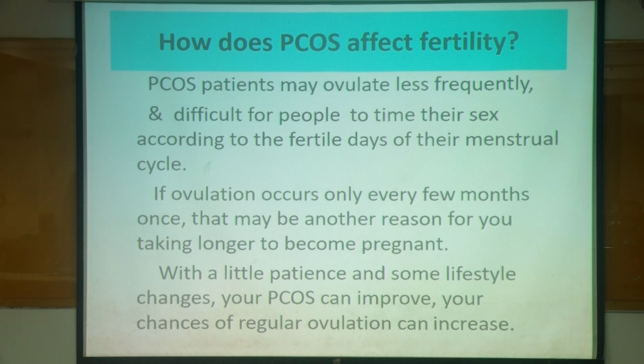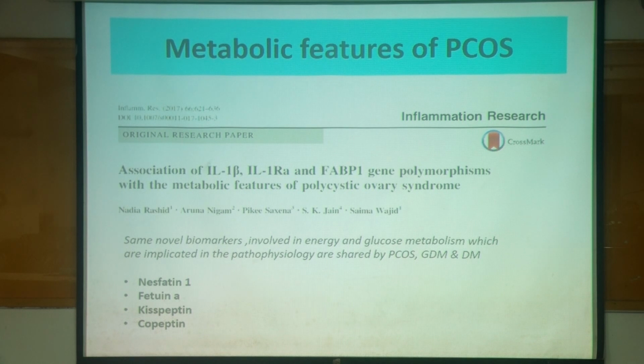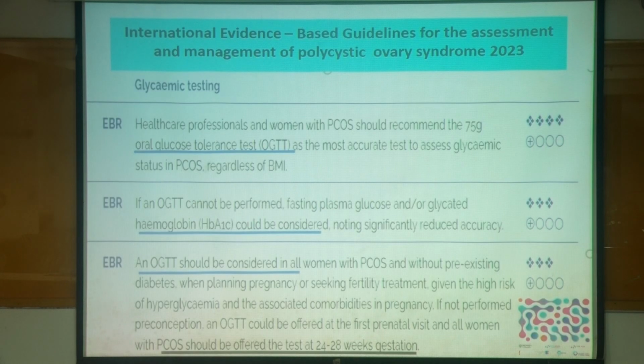So please wait. And if you take the pathophysiology again, there are some novel biomarkers involved in energy and glucose metabolism, which are implicated in the pathophysiology. It's commonly shared by PCOS, GDM, as well as diabetes. They all have nesfatin-1, apelin, kisspeptin, and copeptin. It's common for all these three.